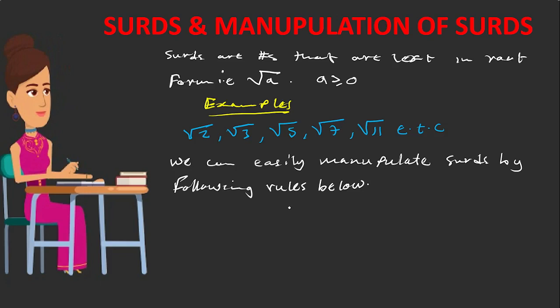I'm going to start with the first rule, which is rule number 1. Square root of AB is the same as square root A dot square root B. This dot is just standing for multiplication. Get me right on that, guys.